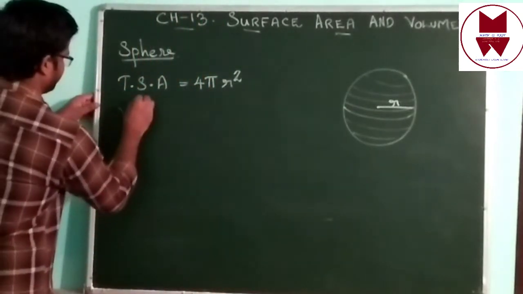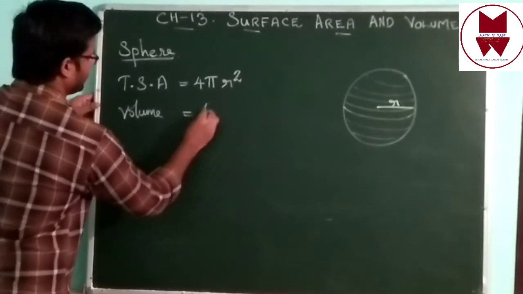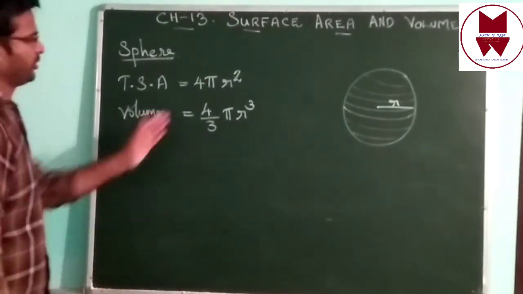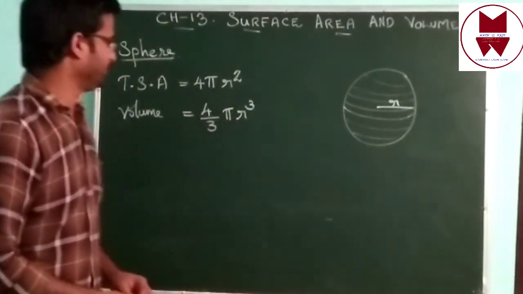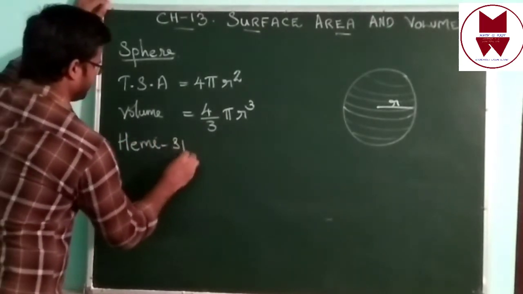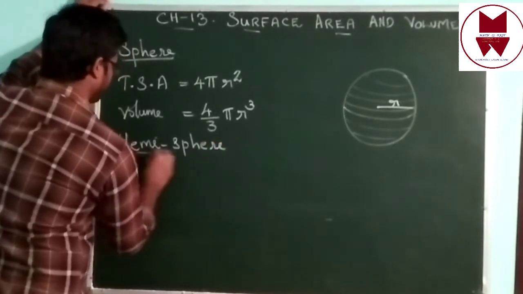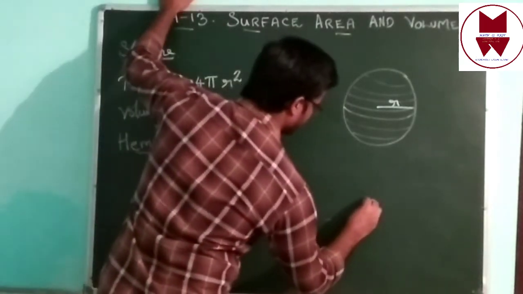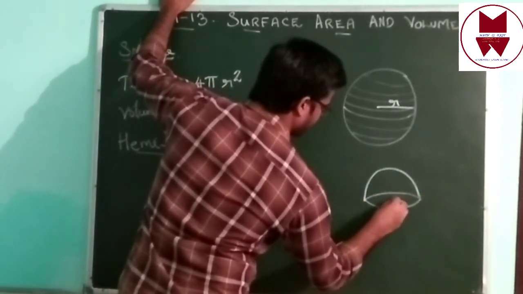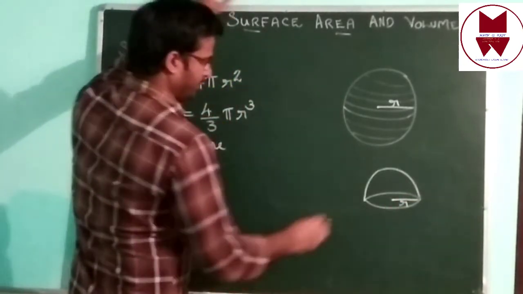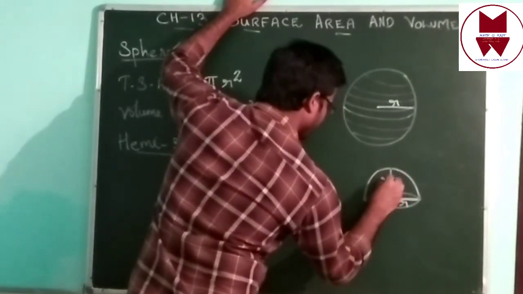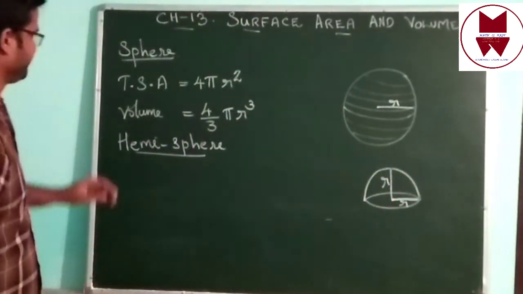Then volume. Volume equal to 4 by 3 pi r cube. This formula should also be learned by heart. 4 by 3 pi r cube. The next, hemisphere. Hemisphere means half of a sphere. This is radius. Then from the center up to here, radius, if you consider the upside also, that is also radius only, not different, equal.